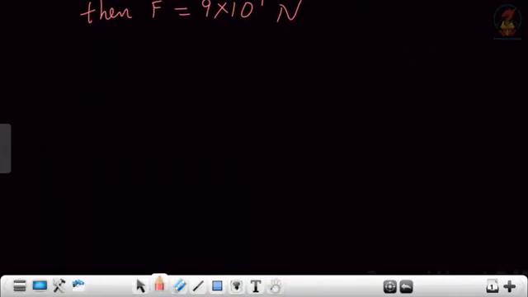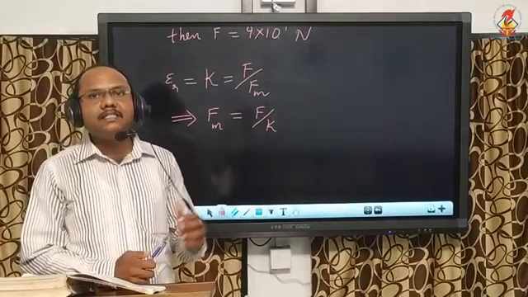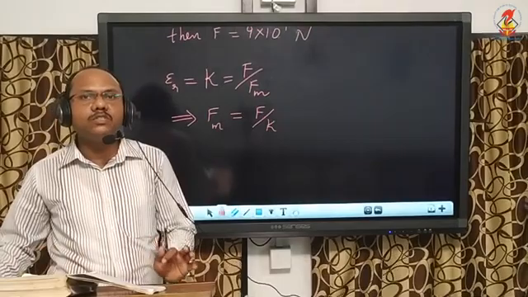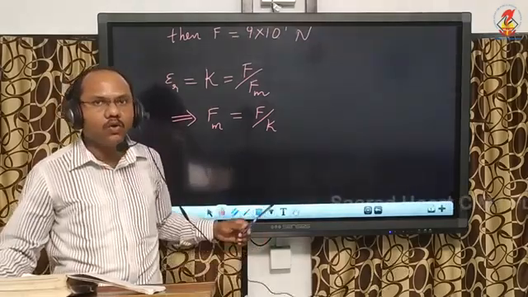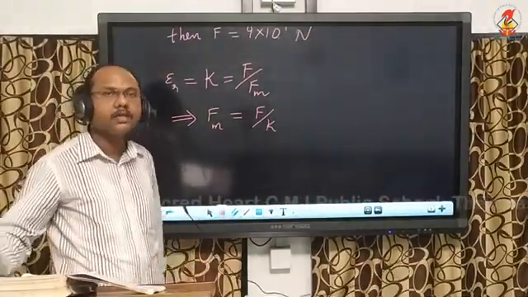Earlier we discussed one equation, that is epsilon r or dielectric constant K is equal to F by Fm. So from this equation, what is Fm? Fm is F by K, where K is the dielectric constant. This means that when two charges are placed in medium, the force between the charges gets reduced by K times, or the force between two charges get reduced by epsilon r times. Thank you.